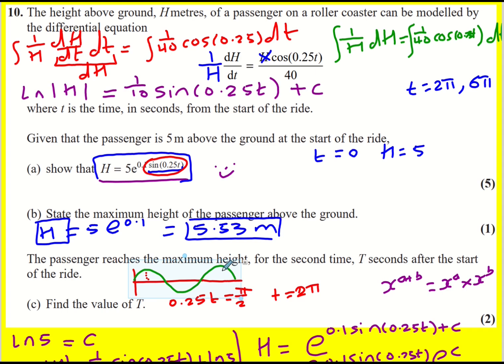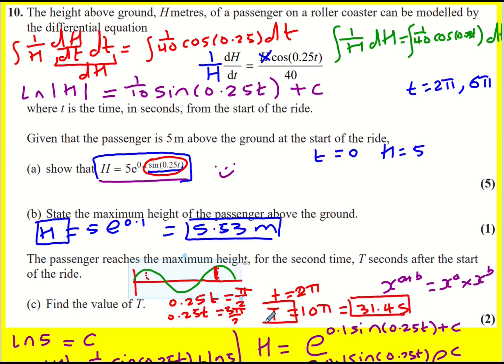But we're interested in the second time, so I can just add 2 pi to my pi over 2. It's going to give me 5 pi over 2. Okay, that is this one here. Now I multiply through by 4, and I'm going to get t is equal to 10 pi. It's a modeling question, so that then becomes 31.4 seconds.